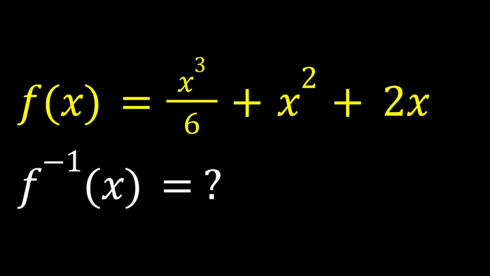Hello everyone. In this video, we're going to be finding the inverse of a cubic function. Or at least we're going to give it an attempt. We have f of x equals x cubed divided by 6 plus x squared plus 2x. We don't have a constant term.